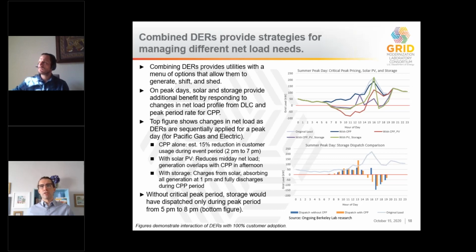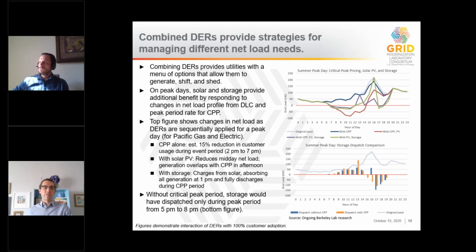And so what I want to particularly draw your eyes to here in these figures is the comparison of the case that has CPP, PV, and storage compared to the case that just has PV and storage. And what this is showing is that by the additional price signal from CPP, the storage actually behaves a little bit differently. Whereas without the CPP price signal, storage would have dispatched only during the peak period from 5 p.m. to 8 p.m. With CPP, storage actually starts to dispatch as soon as there's any positive net load, which is at 3 p.m. And what that does is storage actually starts to aid CPP in reducing peak demand.